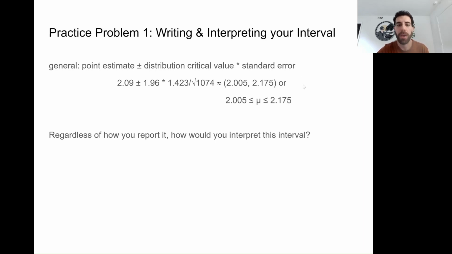But regardless of how you write it, how do you interpret it? I want you to take a minute to recall from a few slides ago how I asked you to interpret it. And then I'll go over it as well.